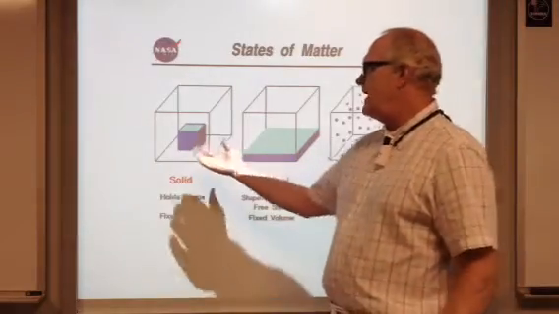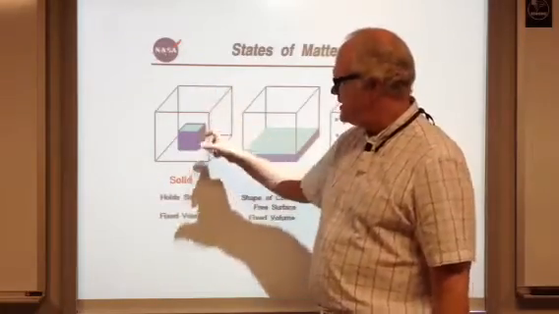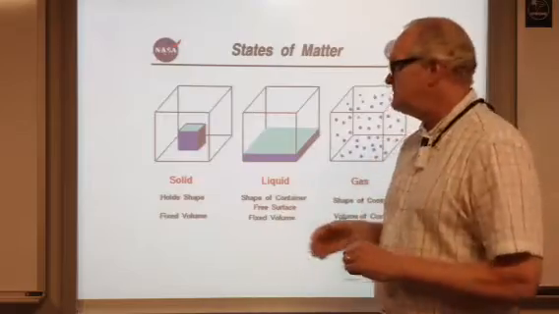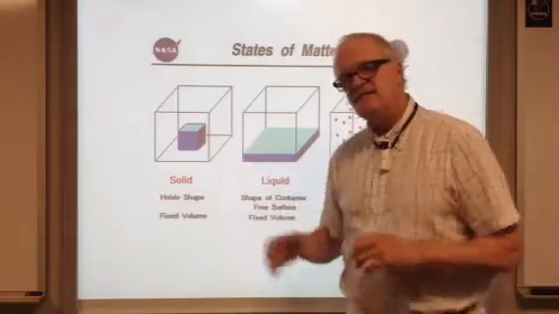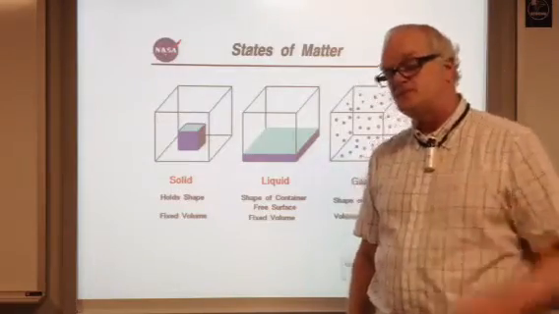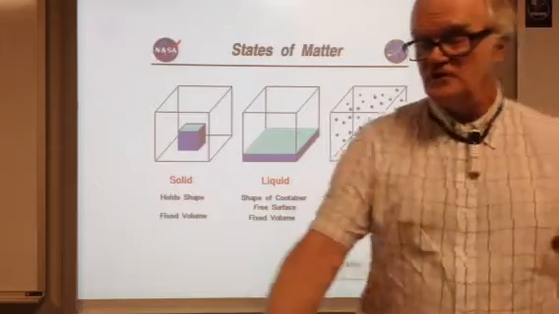So we know that a solid, when we place it in a large cube here, will hold its own shape. A solid doesn't take the shape of its container, and that solid has a fixed volume, at least at a constant temperature. And even if the temperature changes, the volume of a solid doesn't change very much. So here's an example of that.